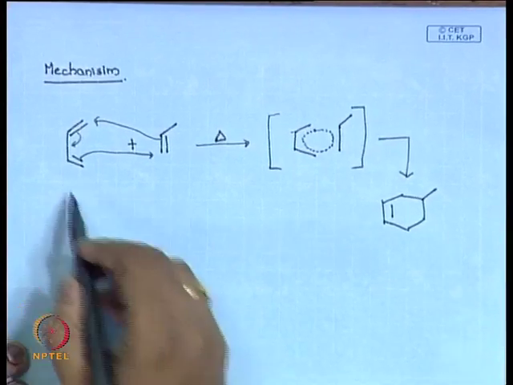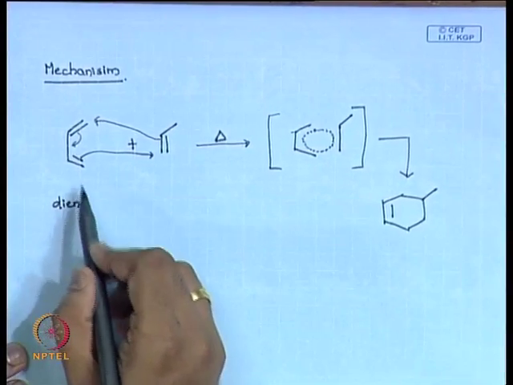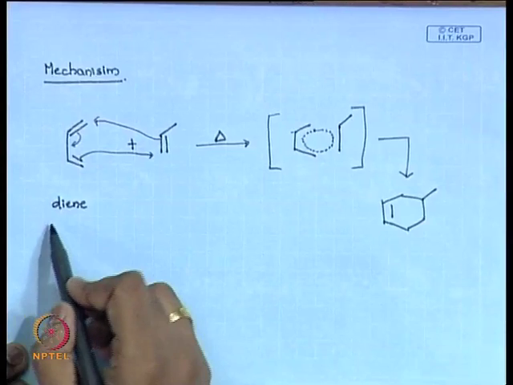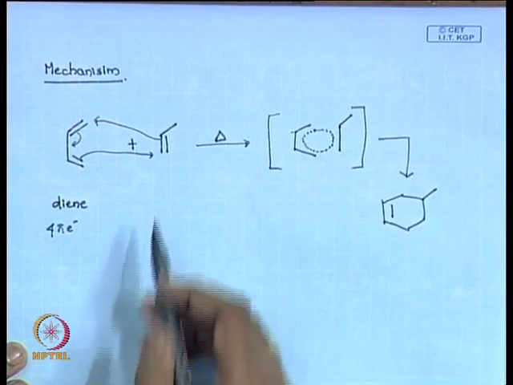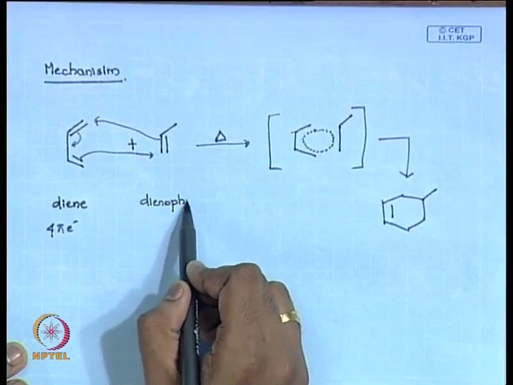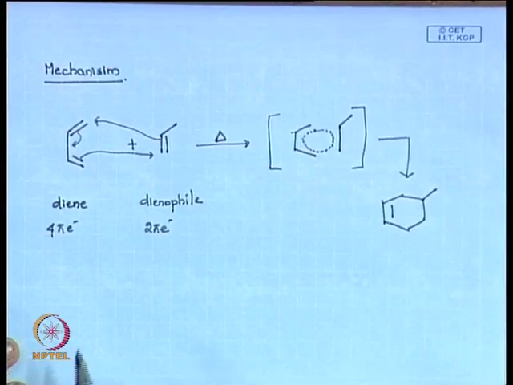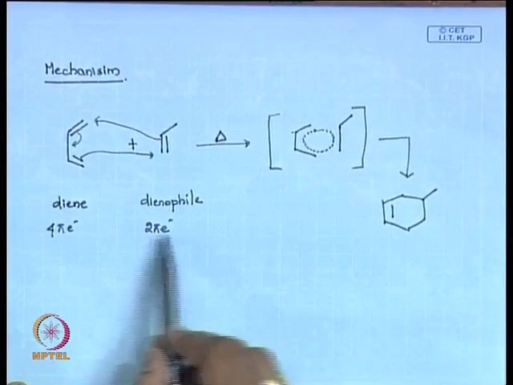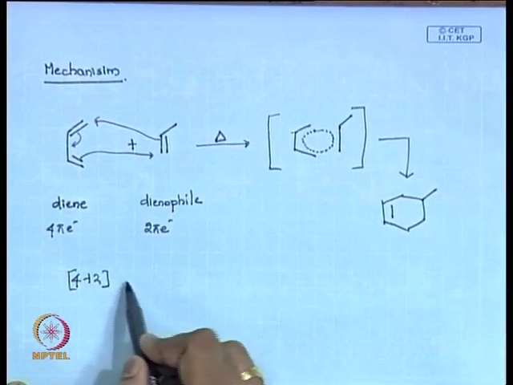So what are the substrates you are looking for here? This is your diene, we call them diene, and they carry your 4 pi electron system. This is your dienophile, which carries your 2 pi electron system. Since it is a 4 pi and 2 pi interaction, we call them a 4 plus 2 cycloaddition.